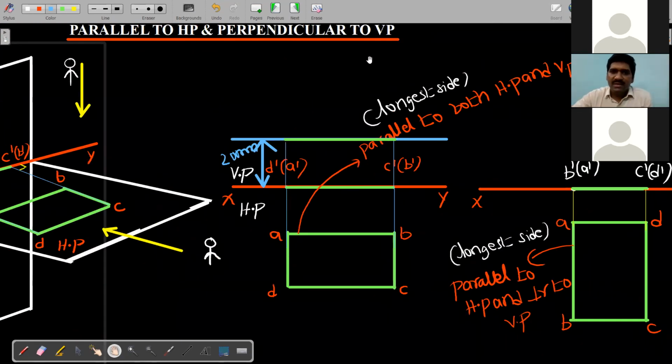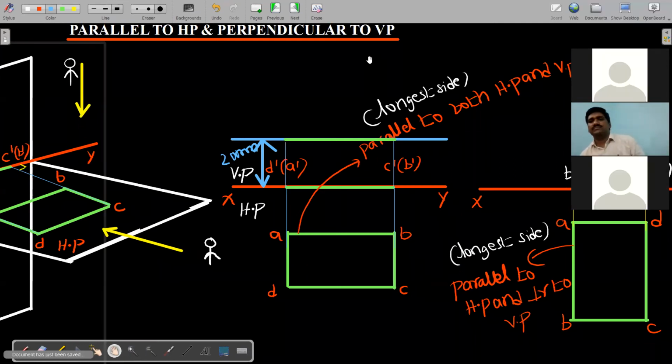Everybody, if you have any doubts, you can just ask. Two participants raised the hand. Who is that? Niharika, 1 second.